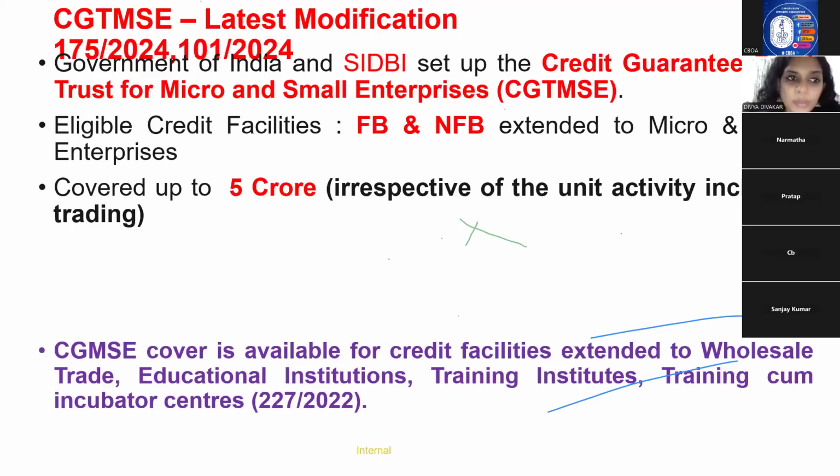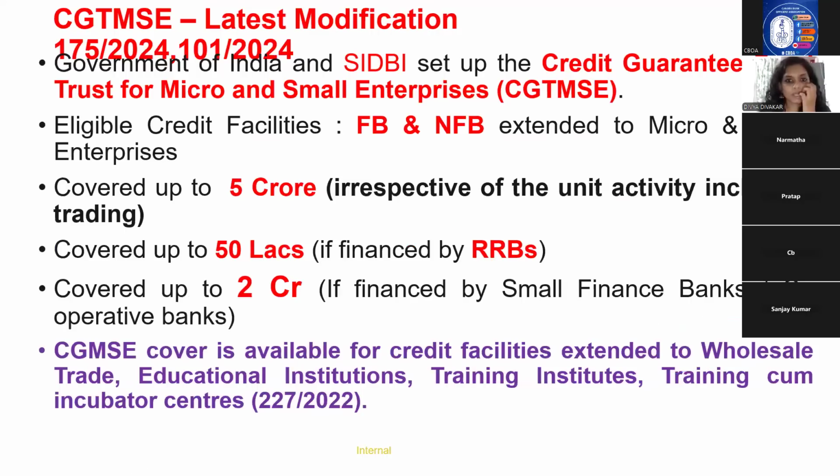So CGTMSE, basically, it is up to 5 crore. We can cover up to 5 crore. Then, in the case of RRBs and others, eligibility is up to 50 lakhs. And for small finance banks, cooperative banks and others, it is 2 crore. Even wholesale trade, education institutions, training institutes, incubator centers, they are now all eligible to be covered under CGTMSE.